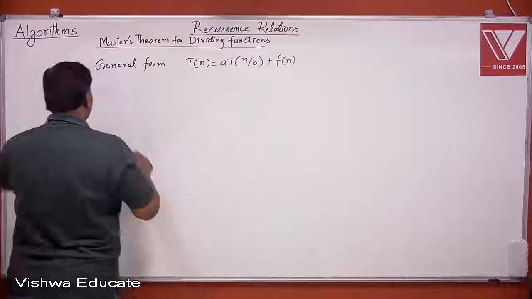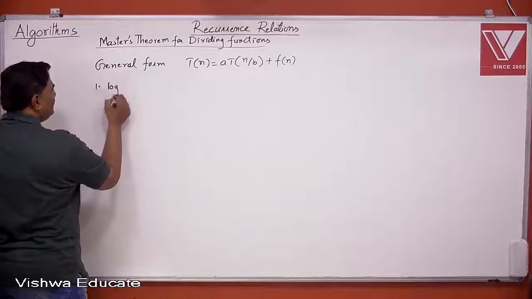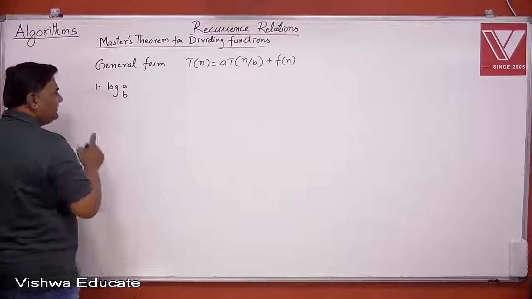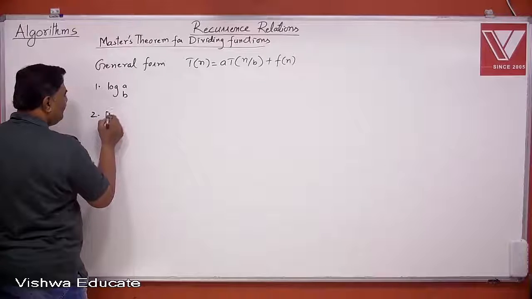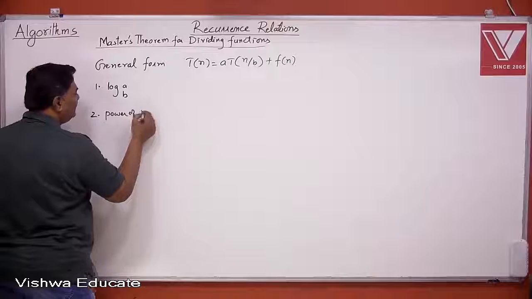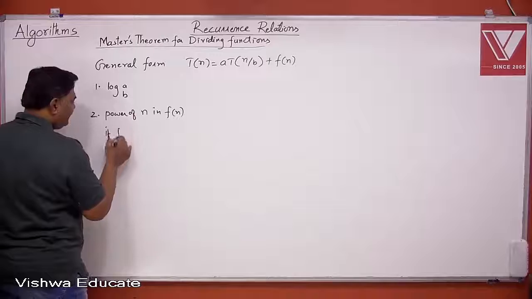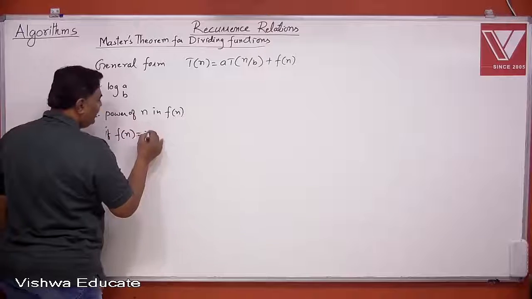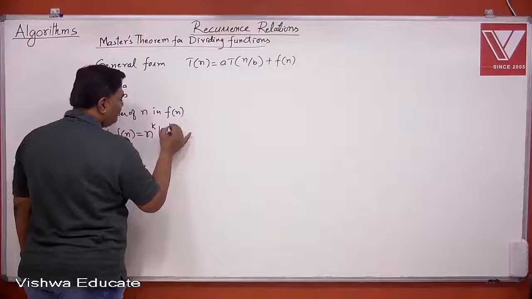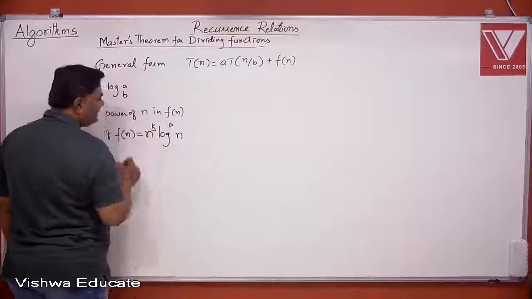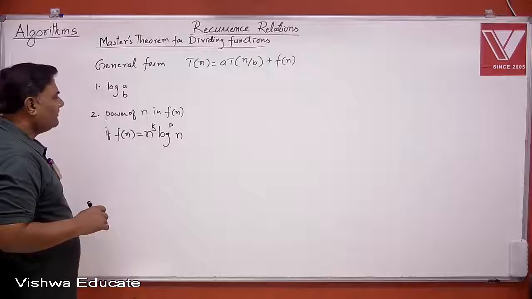We have to find two things. First one is log a base b. Find out this one. And second thing is the power of n in f of n. That is, if f of n is equal to n power k log n power p, so we want k. We want k.